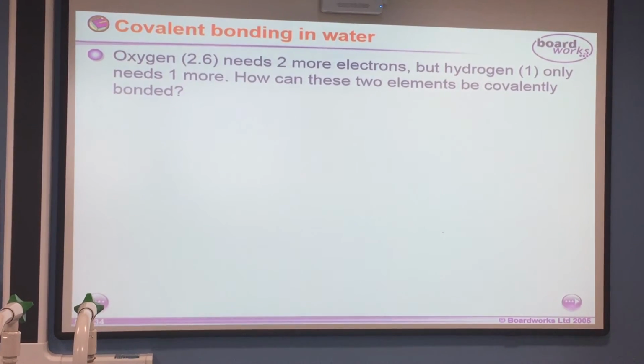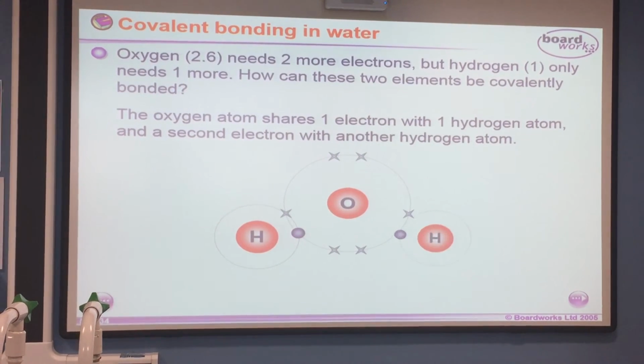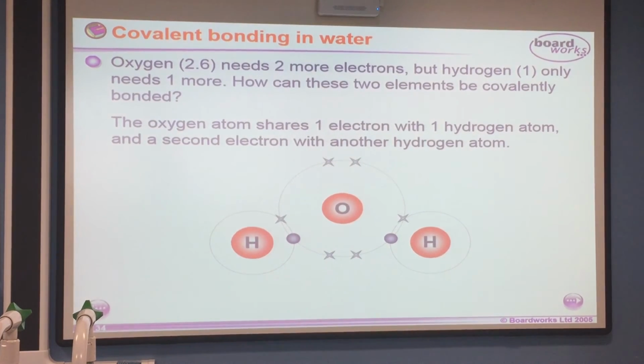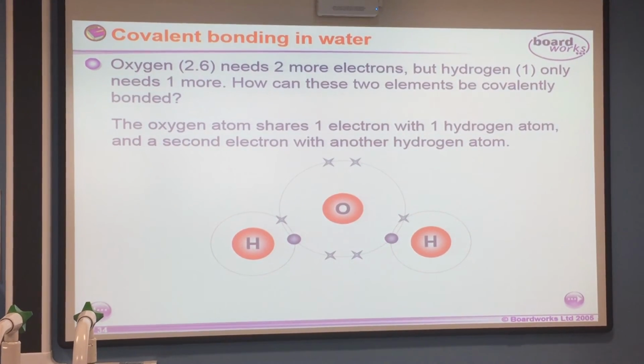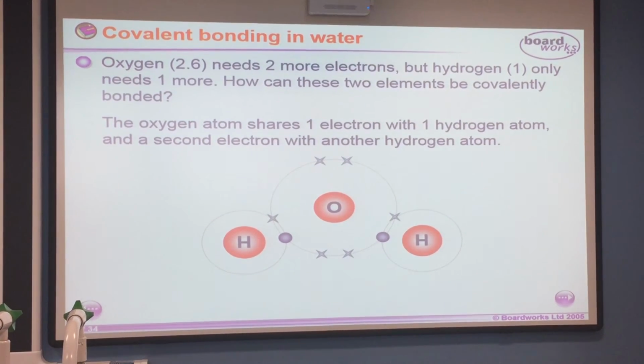So this is the example you've just talked about. If we've got an oxygen, we can add 2 hydrogens, and then our oxygen now has 8 electrons, and our hydrogens both have 2 from sharing these electrons.